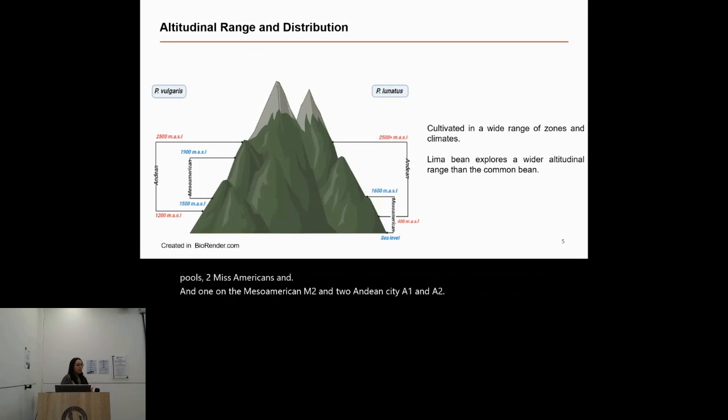Now, these two groups can be cultivated in a wide range of zones and climates, and they are adaptable to different ecological changes like heat and drought stresses. And this is a key trait for climate change scenarios. One of the differences between Phaseolus vulgaris and Phaseolus lunatus is that the lunatus, or Lima bean, explores a wider altitudinal range than the common bean, as we can see in this image.